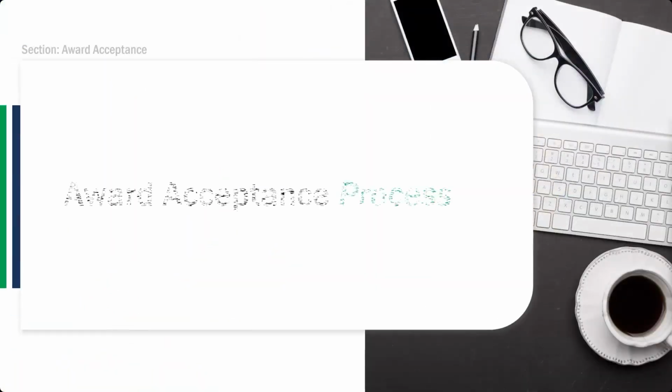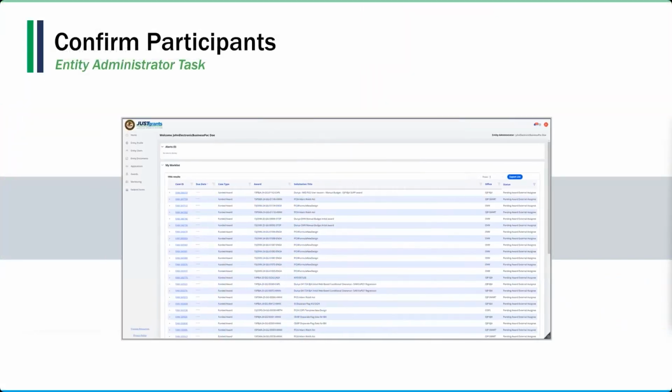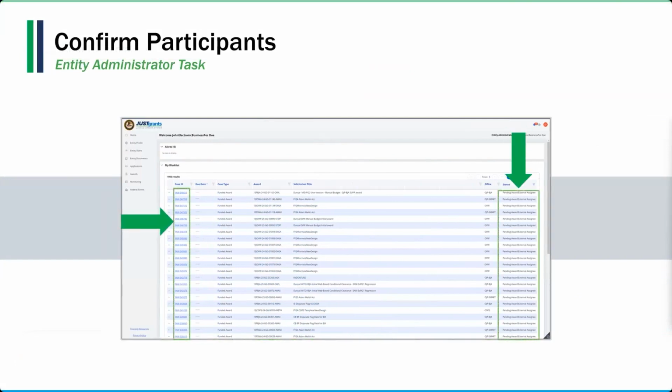Let's now take a look at the award acceptance process. And first, we'll look at the new awards, and then we'll look at supplemental awards. First, your entity administrator must complete the Confirm Assigned Participants action to ensure required award assignments are in place for the new award. You're going to log into JustGrants, view assignments on the My Work list, and select the case ID for an item with a pending award external assignee case status.